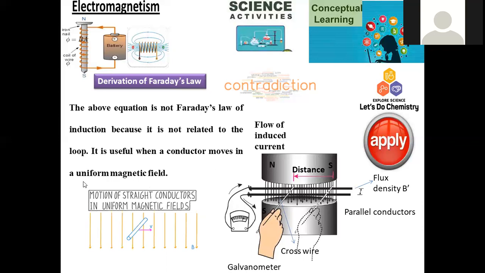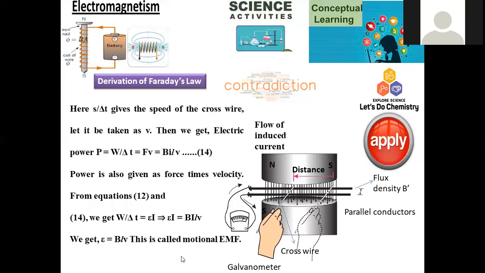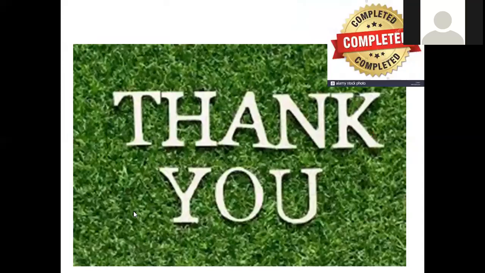It is useful when a conductor moves in a uniform magnetic field. So a uniform magnetic field was taken, which has equal strength here, and the conductor taken has a constant velocity here. So under this condition, we can apply the equation. What is the equation? E is equal to B L v. E is the motional EMF, B is the flux density, L is the length, and v will be the ratio of s by delta T.